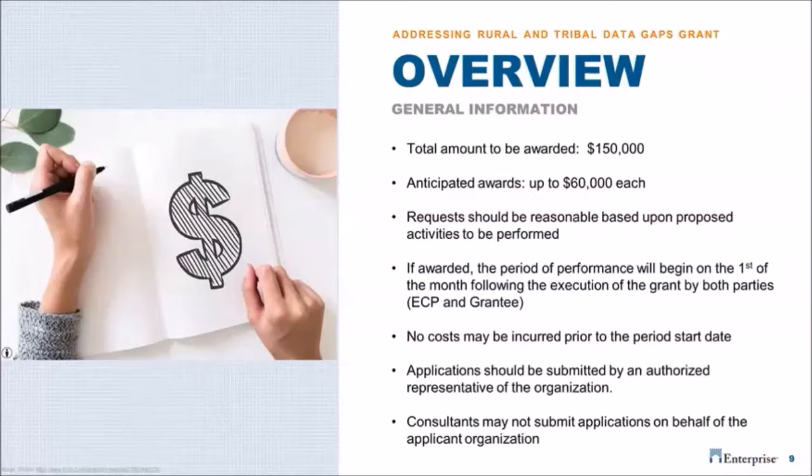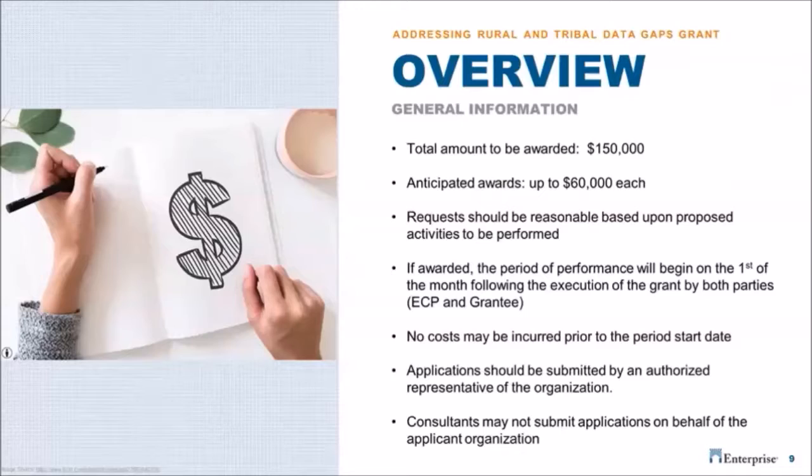If you're awarded a grant, the period of performance will need to begin on the first of the month following the execution of the grant by both parties, being Enterprise and the grantee. Enterprise anticipates grant start dates will range from about November through December, so up to January 1st. So you folks need to propose activities and costs beginning sometime around this date range.